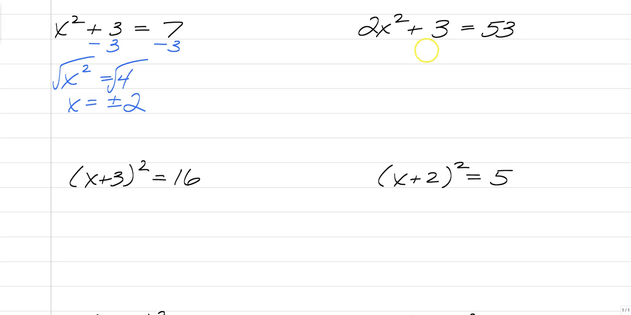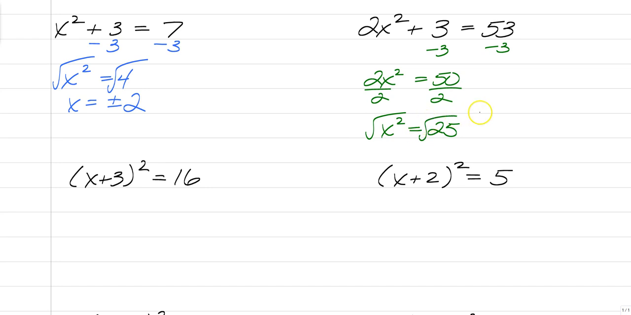Second example, the first thing you would do is subtract 3 from both sides, and you have 2x squared is equal to 50. Divide both sides by 2, because we're still getting x by itself, and we have x squared is equal to 25. So once you square root both sides, again, we're going to have x is equal to plus or minus 5. Okay, so that's how you solve by square roots when we have an x squared that's isolated.